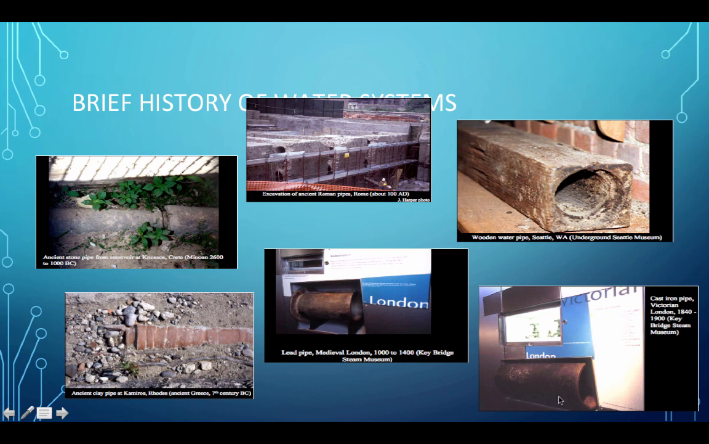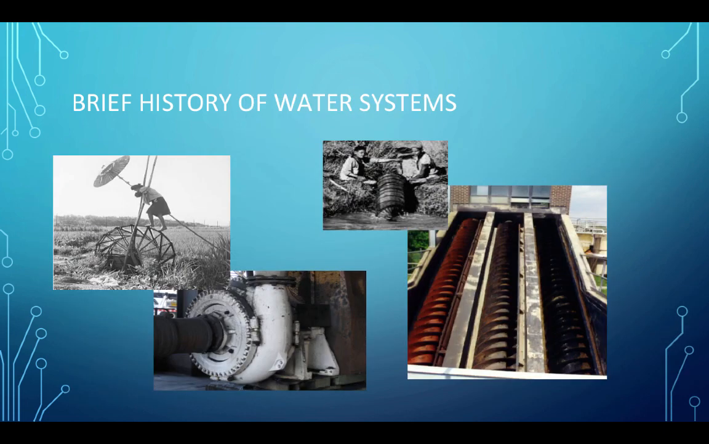Lastly, back to London, we have cast iron pipe, which is still in use today. So most of the materials represented in this photograph, with the exception of lead, are to some extent still in use today. So water systems are very old as far as civilization is concerned.